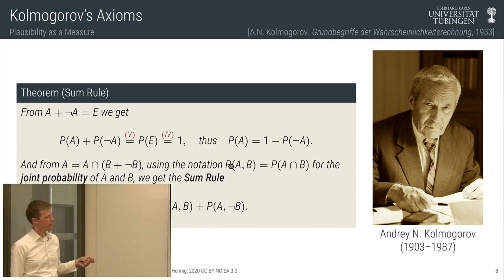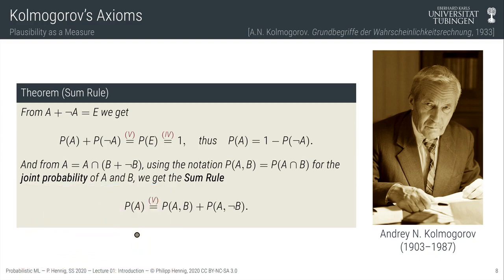So this joint probability, we can make a statement for that by noting that any A is equal to, and this is again just set theory, A is equal to the intersection of A and E, which can be written as B and non-B, or B and the complement of B. So therefore, using sigma additivity, P of A is equal to P of A and B plus P of A and the complement of B.